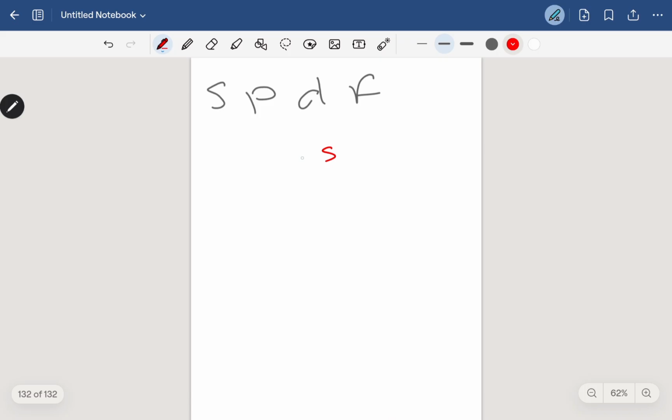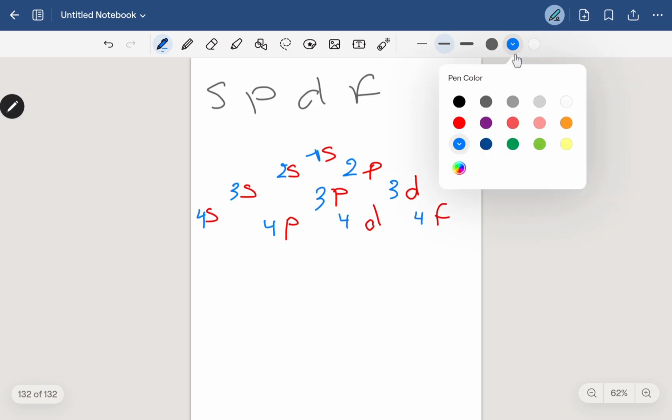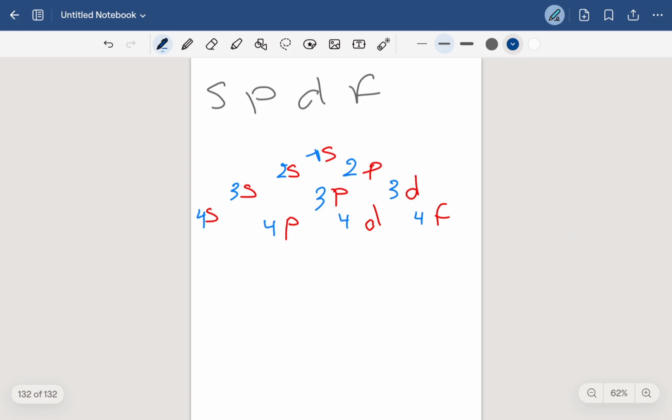We're going to start with S. After S, you have S, then P. Then you have S, then P, then D. Then S, then P, then D, then F. Now you will put the numbers. So you start 1, 2, 3, 4. Here you start directly from 2, so 2, 3, 4. Here you start directly from 3, so 3, 4. And here you start directly from 4. So any of the atoms after 20, so from scandium all the way on, you can find its electronic configuration using the SPDF.